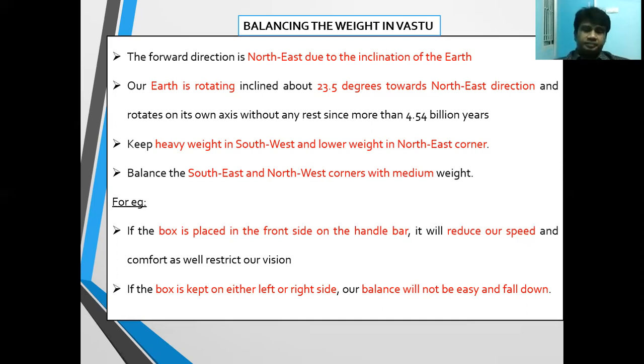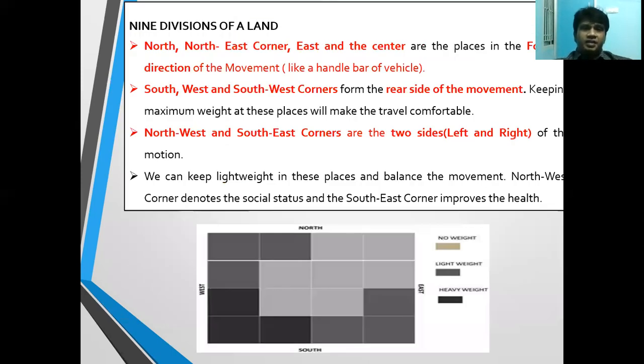So here the land is divided into 9 parts: north, northeast, east, southeast, south, southwest, west, and northwest, plus the center. The northeast corner, east, and the center are always the forward direction of the movement. In this diagram, you can see that no weight should be present in the northeast direction. Lightweight can be preferred in the east and southeast directions. The heavy weight is preferred in the southwest direction. You can easily view this in the picture.